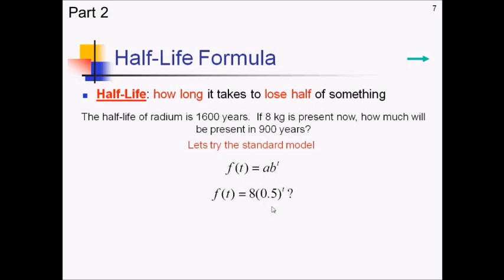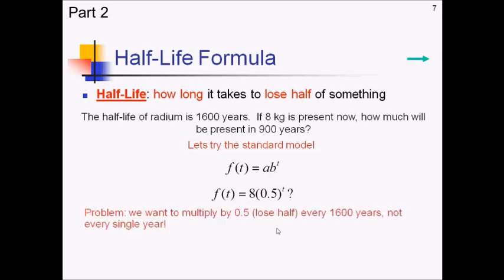Well, the way this works, if t is in years, every single year you're going to multiply by 1/2. Is that really what we want to do? Not really. We're supposed to multiply by 1/2 after 1,600 years. Not every single year, or else we're going to run out of radium very quickly.